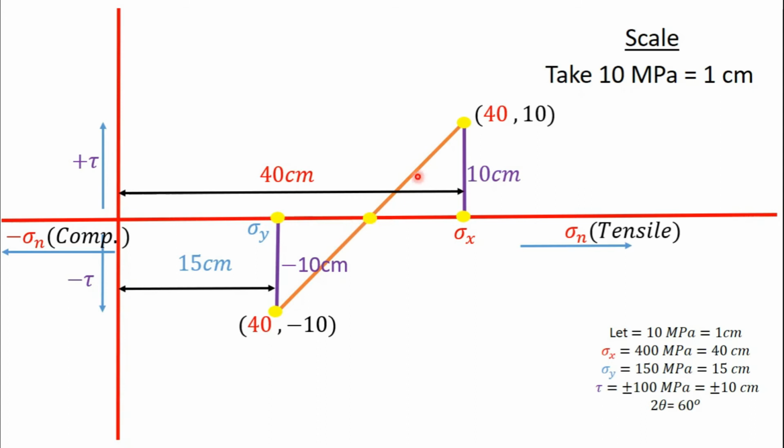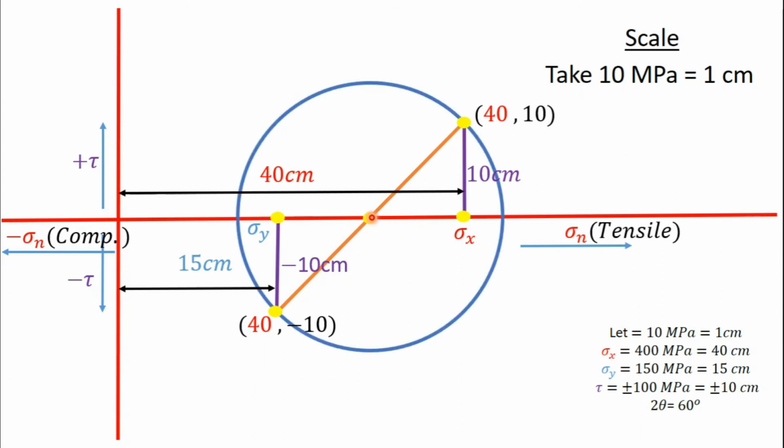Taking this length as the radius of the circle and putting the compass at this center point, we draw a circle like this. Now this line, which is the diameter of the circle, is our new baseline, and from this baseline we take double the angle of the plane, that is 2 theta equals 60 degree. Measuring a point P at an angle of 60 degree from this baseline, we get the point P, which is our required point, and the coordinates of point P will be sigma n and sigma t, which can be calculated accordingly.